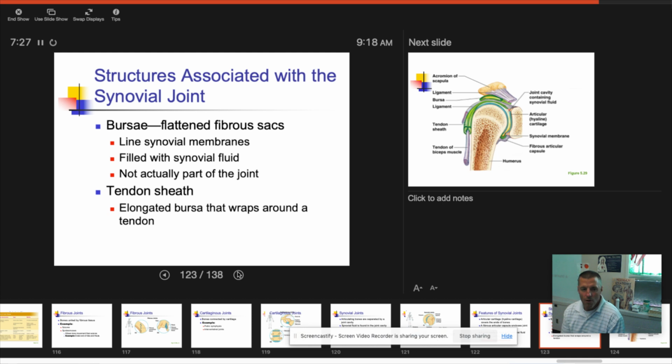Okay, so a bursa is a flattened fibrous sac that lines the synovial membrane. Have any of you ever heard of that? If that gets inflamed or irritated, what would be a good name for that, James? The bursa gets irritated. Anybody ever heard of bursitis? Maybe you've never heard of bursitis. Anybody ever heard that term?